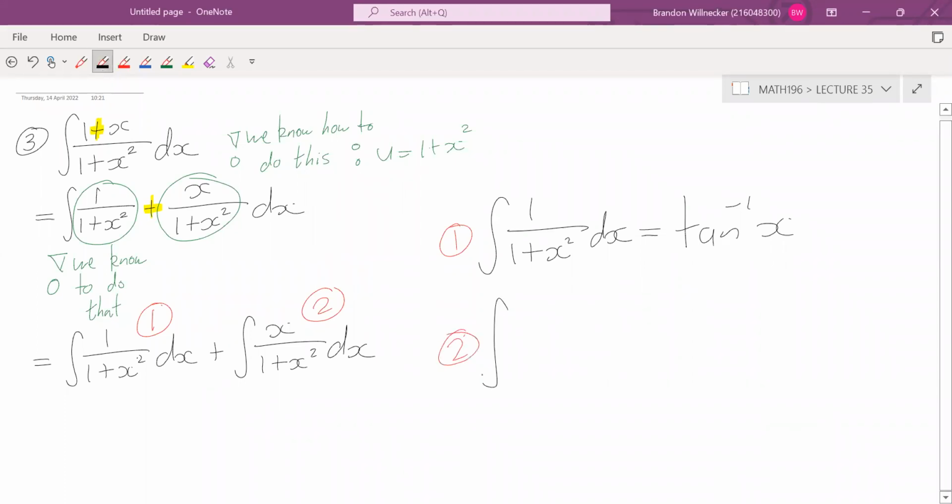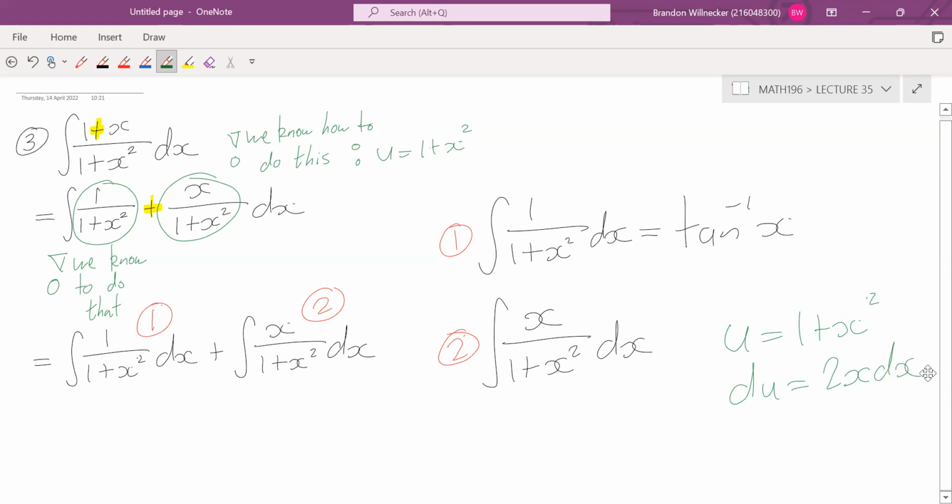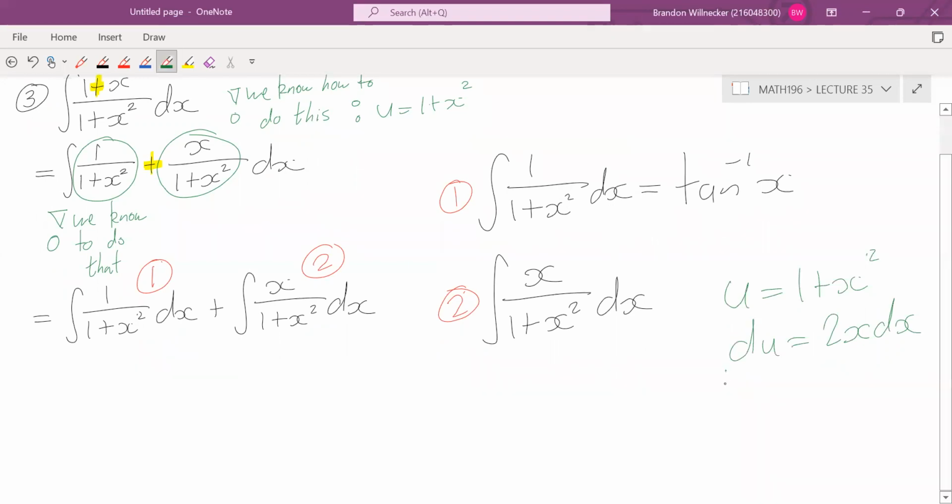Okay, what about number 2? A bit more complicated. The integral of x over 1 plus x squared dx. We said that we know what to do because if we let u be the denominator, then the derivative gives us the numerator. So we're going to do that. So u is equal to 1 plus x squared. du is equal to 2x dx. We don't want 2x dx, we want x dx. So we divide both sides by 2. 1/2 du is x dx, which is good. That's what we want here.